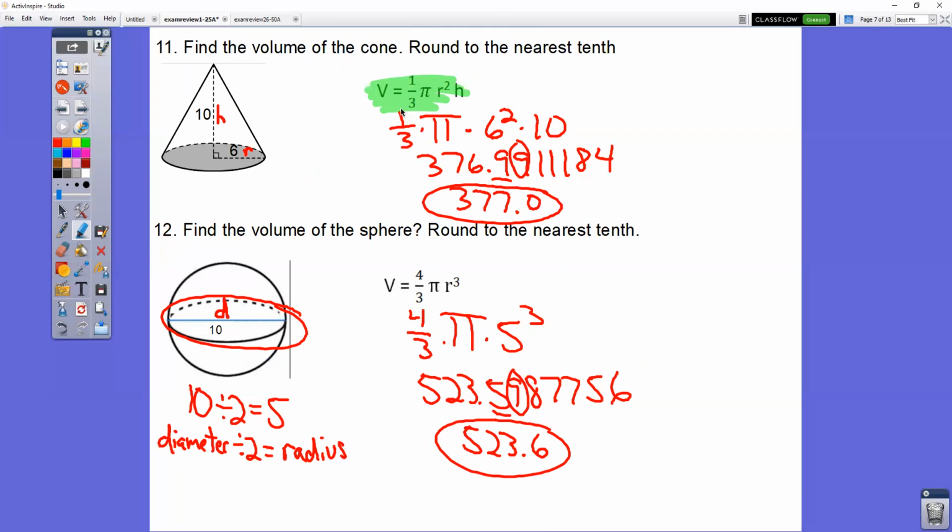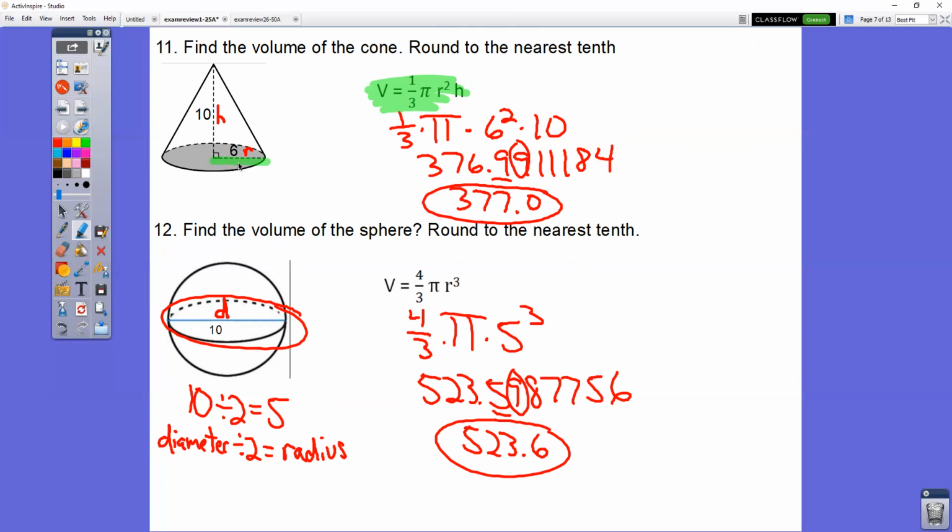So you're given the radius. The radius goes halfway across the circle. Your radius is 6 and your height is 10. Plug those numbers into the formula. So you have 1/3 times pi times 6 squared times 10. You get 377 when you round to the nearest 10th.